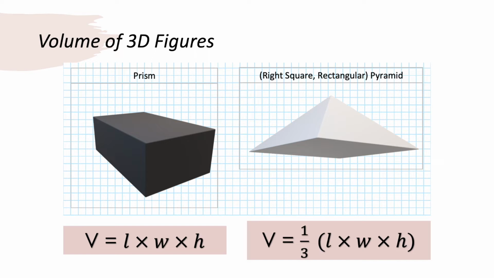A pyramid also has a rectangular base, but the shape is not consistent throughout the figure. It gets smaller and smaller as we move up.